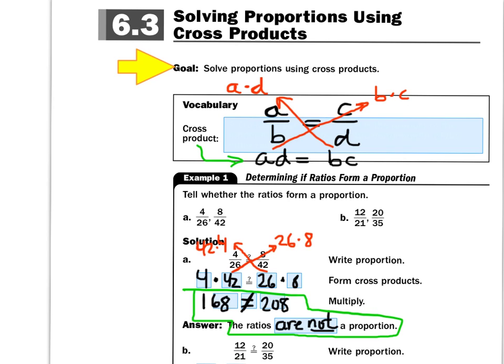Okay, take a look at A. It says, tell whether the ratios form a proportion. So they gave us 4 over 26 and 8 over 42. So to check to see if they're equal, you just shoot the arrow across. So 26 times 8 on the right-hand side, and then start at the 42 and shoot the arrow across, 42 times 4 on the left-hand side. So let them drop down here, drop that equal sign with a question mark down, and then you just multiply. 4 times 42 would give me 168, and 26 times 8 would give me 208. So they are not equal, so the ratios are not a proportion.